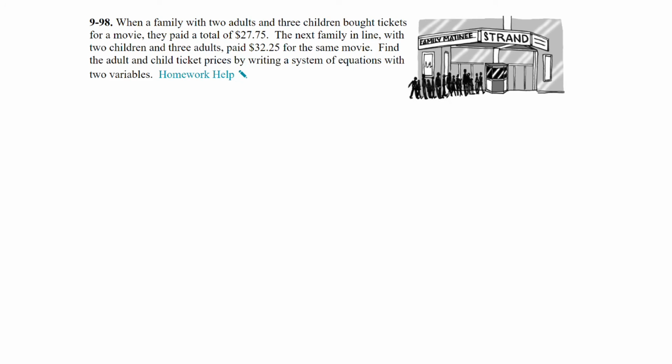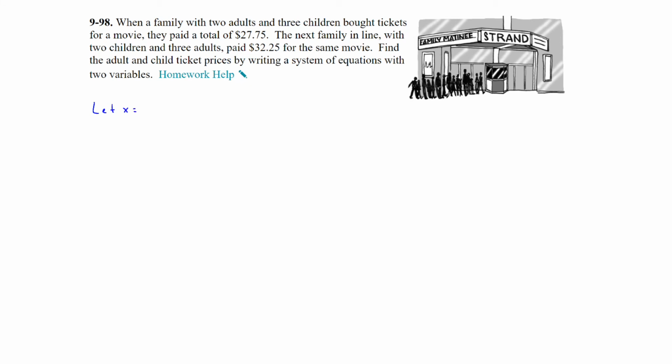Question 98. When a family with 2 adults and 3 children bought tickets for a movie, they paid a total of $27.75. The next family in line with 2 children and 3 adults paid $32.25 for the same movie. Find the adult and the child ticket prices by writing a system of equations with 2 variables. So we need to set up our system, but before we do that, we need to define our variables.